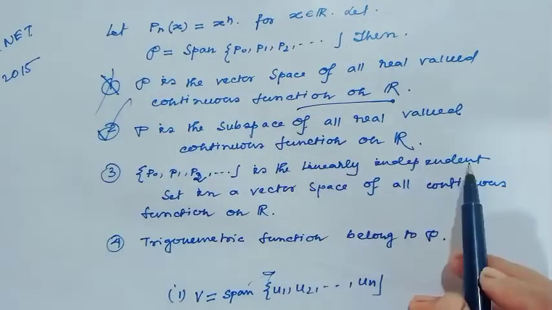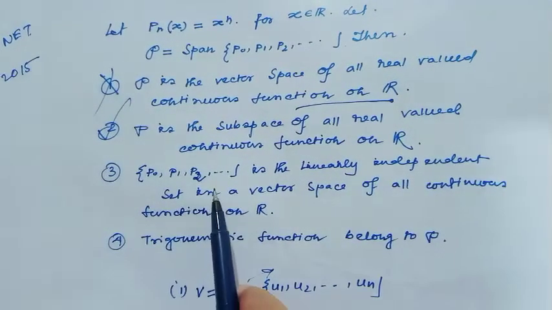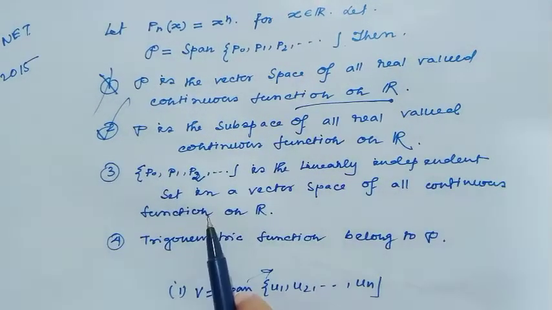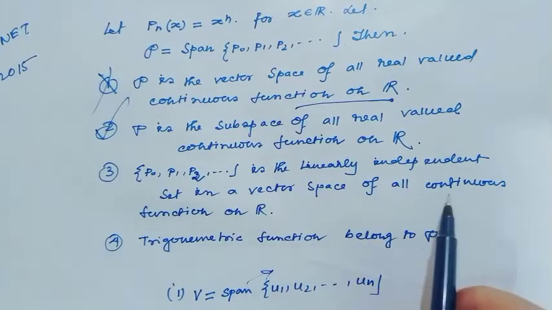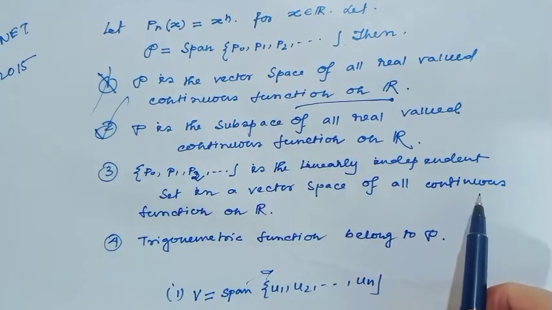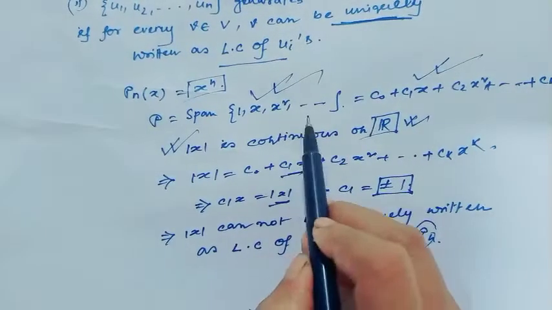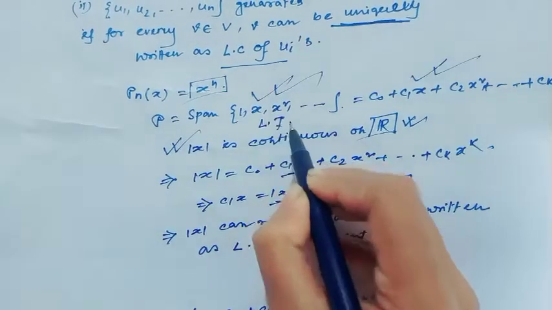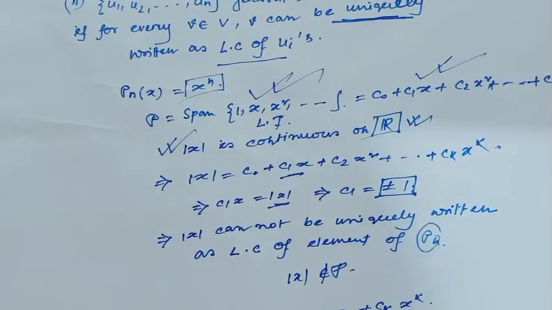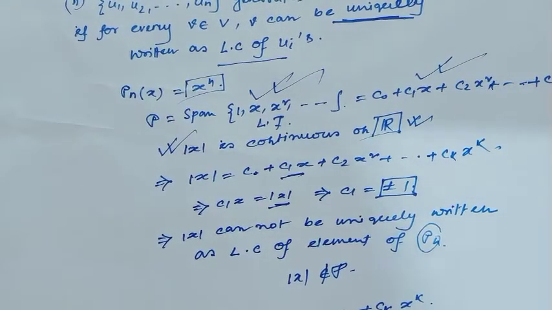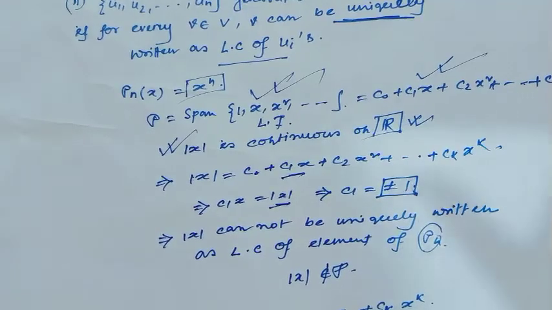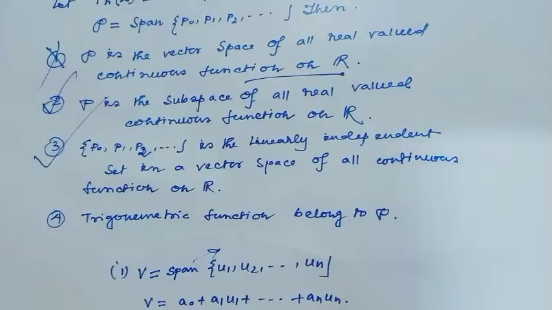And notice option 3. Here P0, P1, P2 is a linearly independent set in the vector space of all continuous functions on R. Why is this set always linearly independent? This concept I have discussed at the beginning of this lecture. So the third option is always a right option.